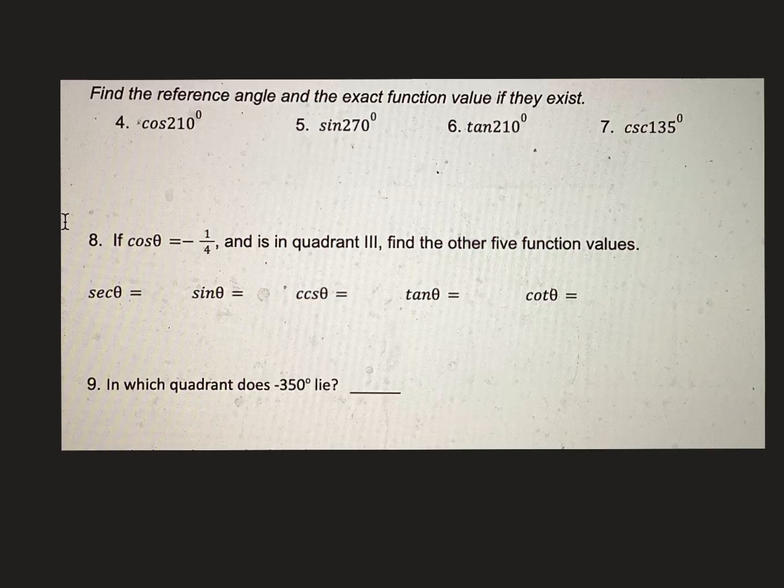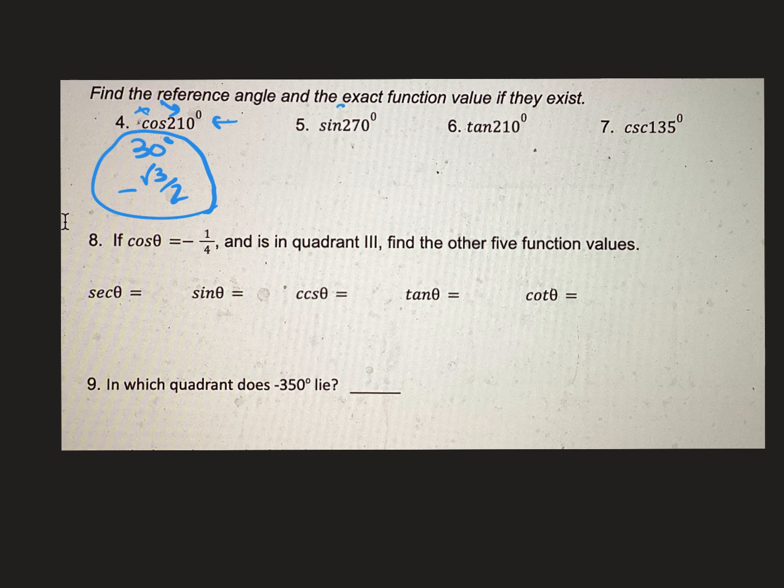All right, number 4 through 7, find the reference angle. And then remember, you can use your first quadrant paper if you have that. So the reference angle for this one is 30 degrees because 210 is 30 away from 180. So I'm really thinking, what is cosine 30? Well, cosine 30, looking at my paper, that's square root of 3 over 2. And to figure out what sign goes in front of that, if it's positive or negative, I'm going back to 210, thinking about what quadrant that is. That's the third quadrant. Cosine is x. X is negative in quadrant 3, so there's both answers. There's your reference angle and your exact function value.